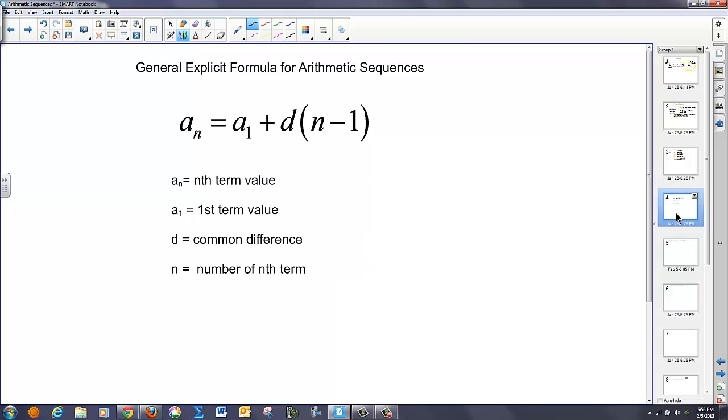So, writing that all out, the general explicit formula for arithmetic sequences is the nth term is equal to the first term plus the common difference times the numbered term minus 1. So once again, a sub n is the nth term value, a sub 1 is the first term, d is the common difference, and n is the number of the nth term. In other words, the subscript.